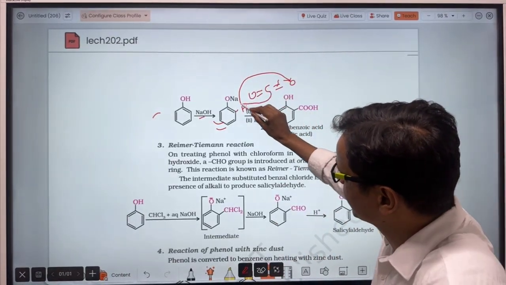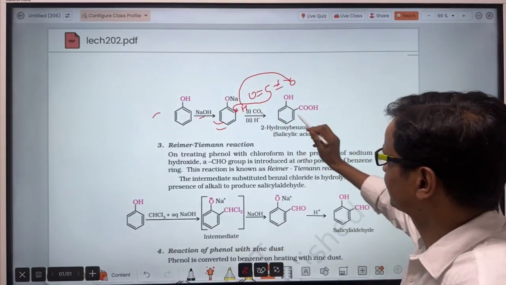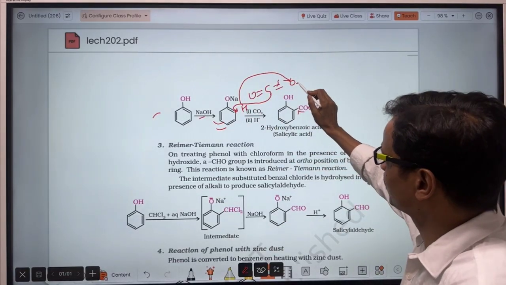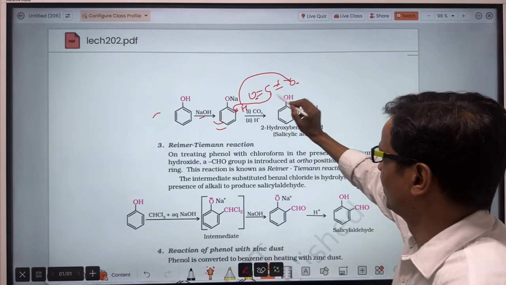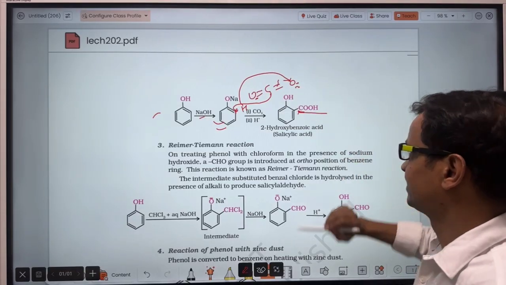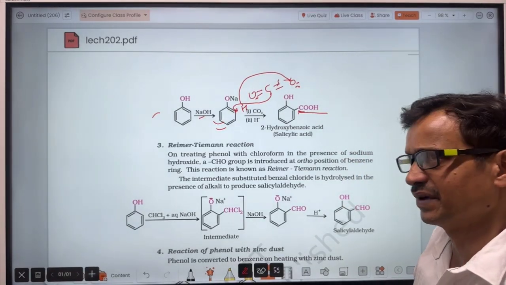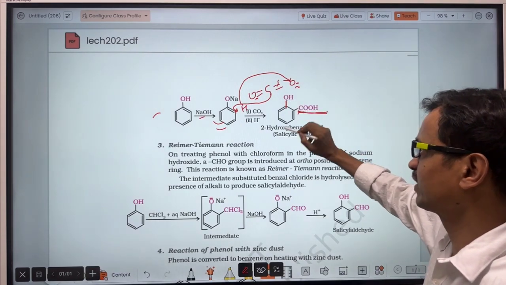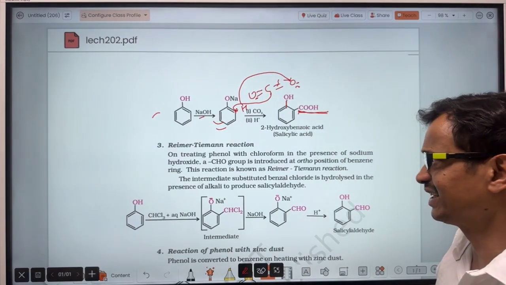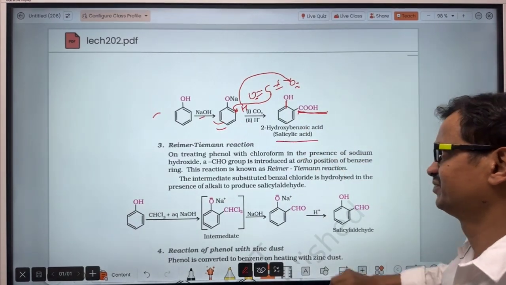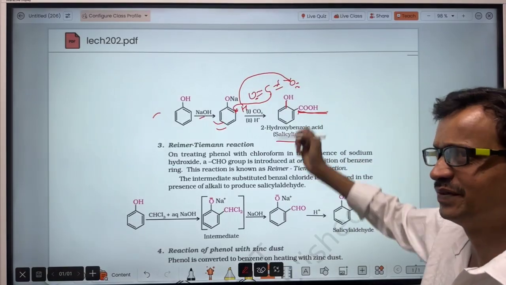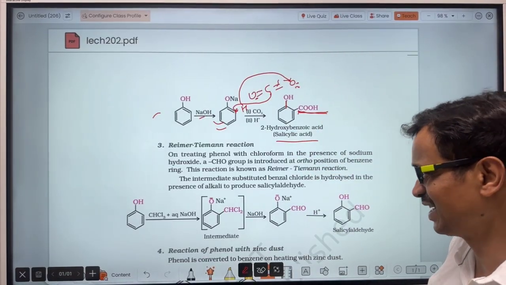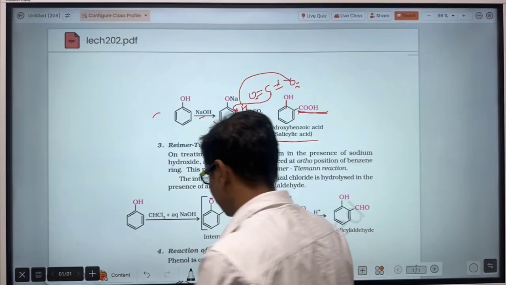That's why this carbon will get bonded to the ring carbon. So here there is already C=O and OH, and that's why COOH is formed here. So when COOH is at the ortho position with respect to OH, that is called salicylic acid, 2-hydroxybenzoic acid. Obviously you could write the IUPAC name very easily.